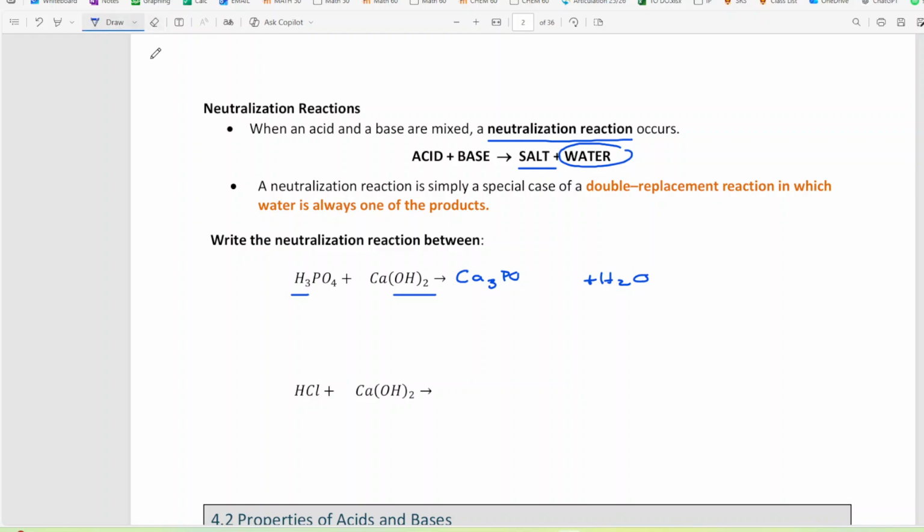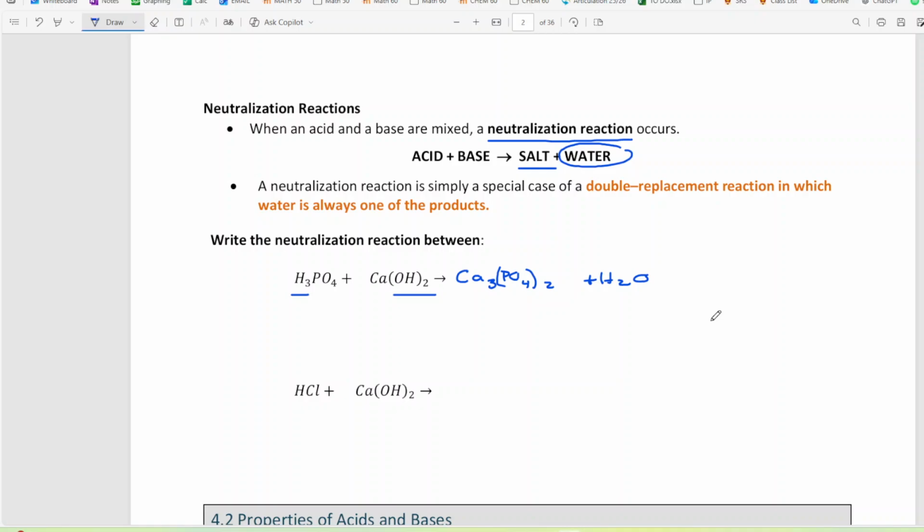My fours never look like fours. Eventually I will just give up. Phosphate, there we go. And then there's going to be two of them. Then all we have to do is make sure that we balance this reaction.